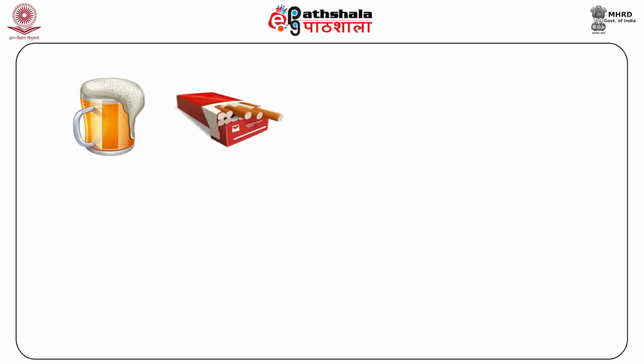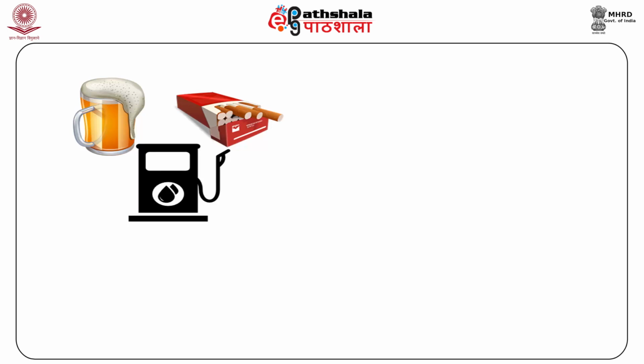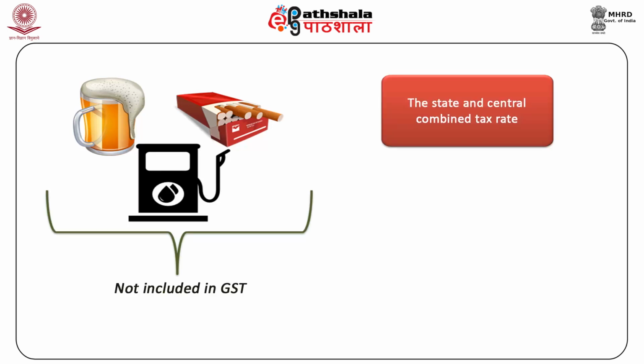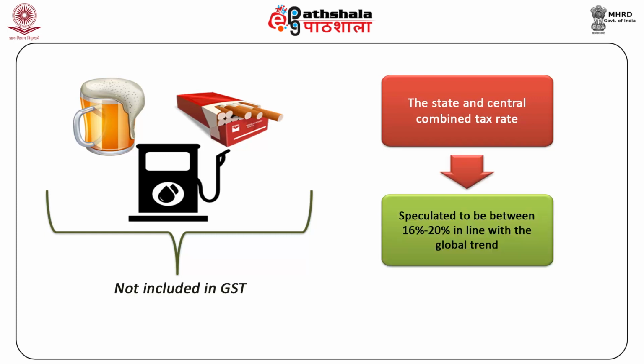Alcohol, tobacco, petroleum products are likely to be out of the GST regime. The state and central combined tax rate is speculated to be between 16% to 20% in line with the global trend. The modalities for its implementation are still being worked.